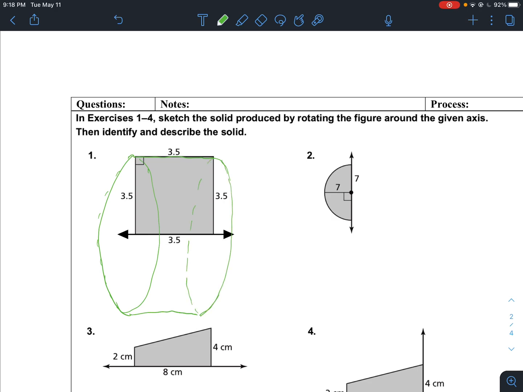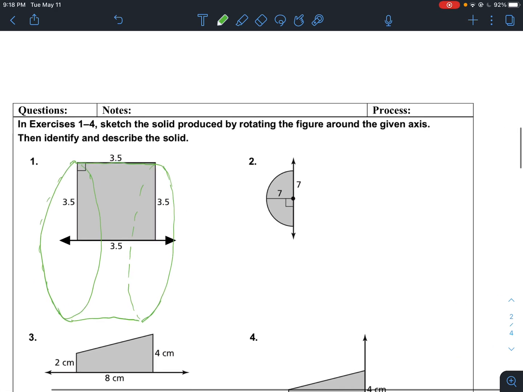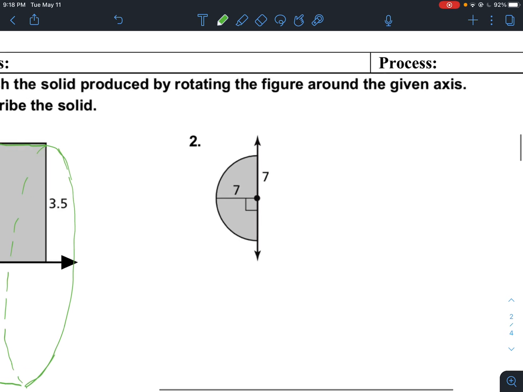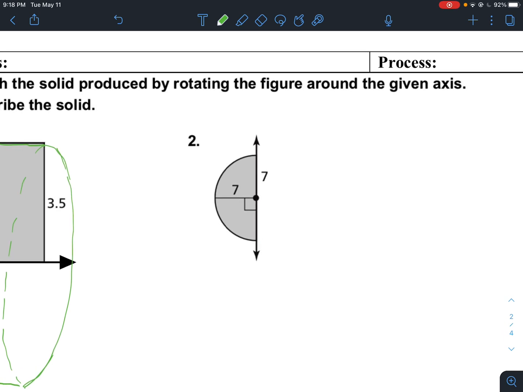But yeah, it should make a cylinder. For number 2, right here, if we revolve this around the axis, it should make a sphere. So you're still going to have this shape. It should be pretty symmetrical, right?